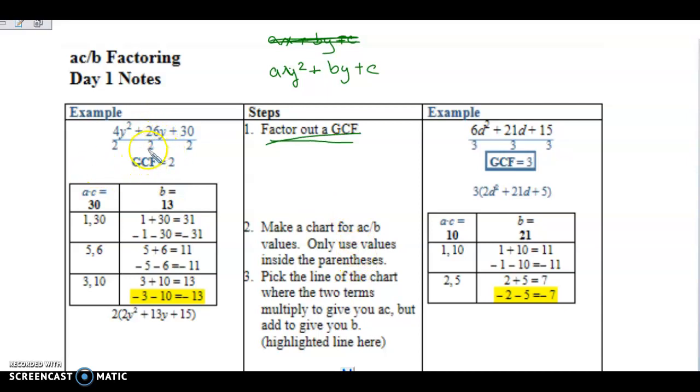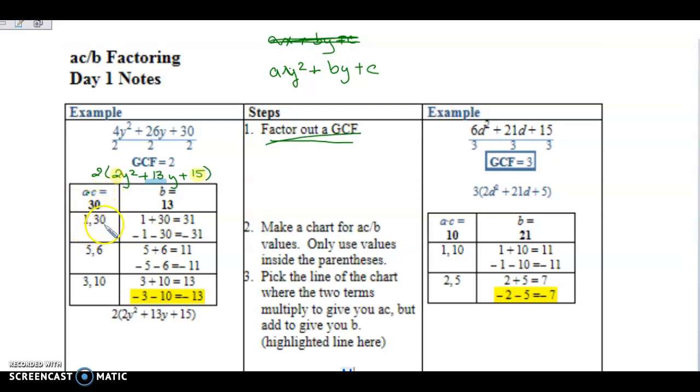What we're looking at here is when they divided everything by 2, because that's our greatest common factor, then we get 2 times 2y squared plus 13y plus 15. And so when I'm looking at the A, B, and C, this is what I'm looking for. I'm looking for the A and the C, and this is going to be my B. Okay? So if I take 2 times 15, I get 30. And so that's my A times C. That's 30. And then I think about all the factors that make 30.